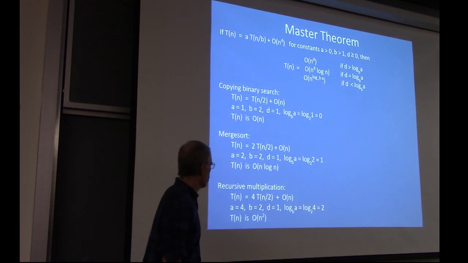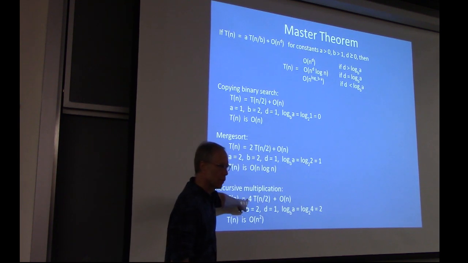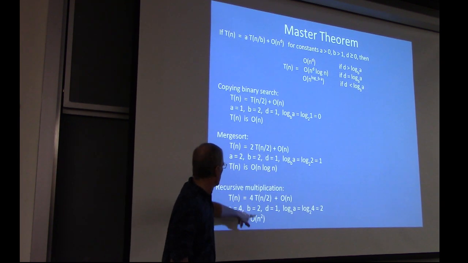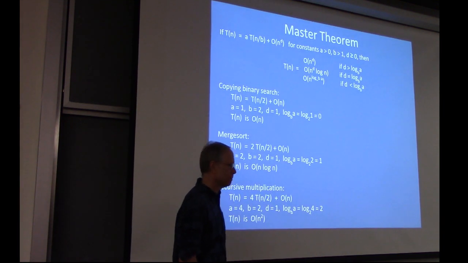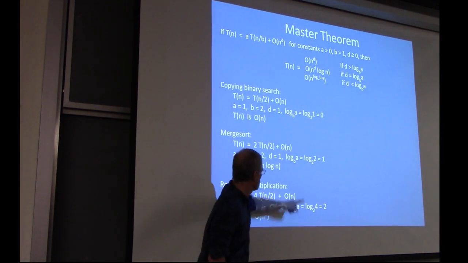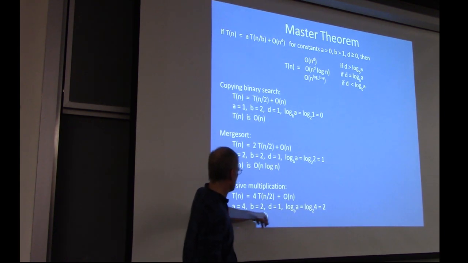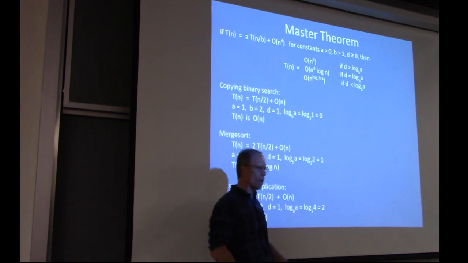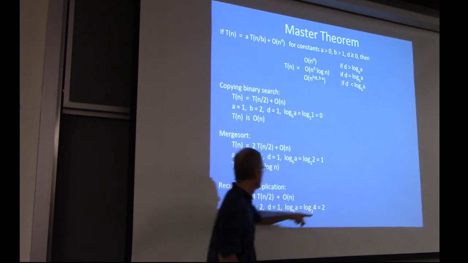Okay, this was recursive multiplication. 4 recursive calls, so A is 4, B is 2, B is the thing we divide by, D is 1, the exponent there is 1. Log base B of A, let's see, we're asking for the log base 2 of 4. What's the power to which you raise 2 to get 4? 2. Easy to do without a calculator.